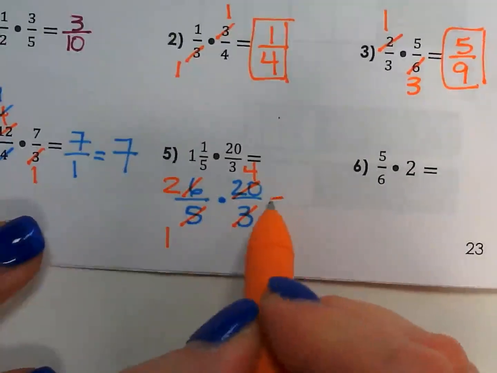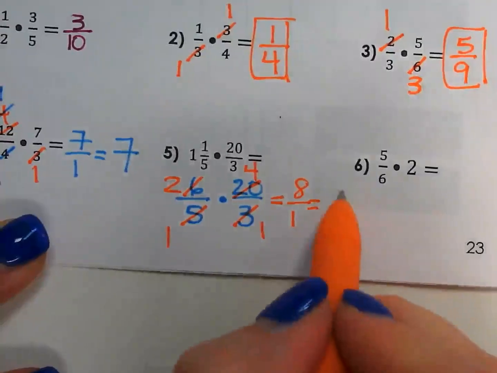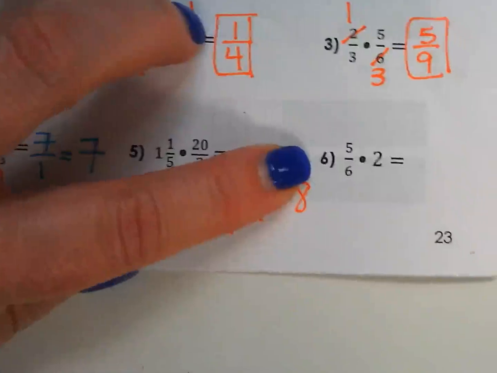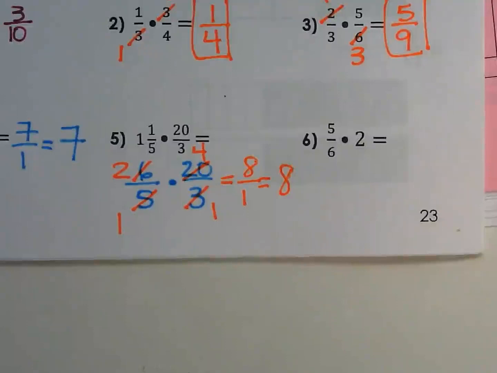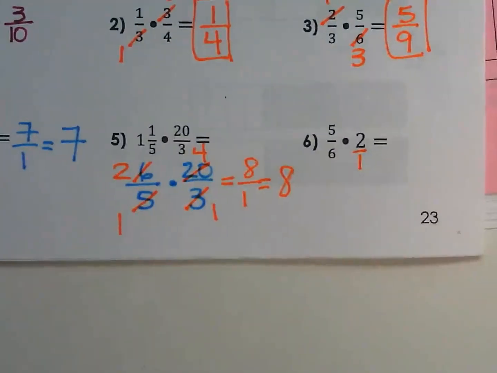What do we get on top? 8. And on the bottom? 1. So what's the actual answer here? 8. Now, what do I have to do to this problem before I can do this one? You have to make it. Go ahead, Armando. You have to put a 1 over a 2. You got it. That way we've got a numerator and denominator. 2 over 1, yep.